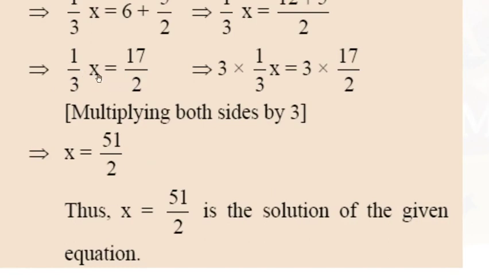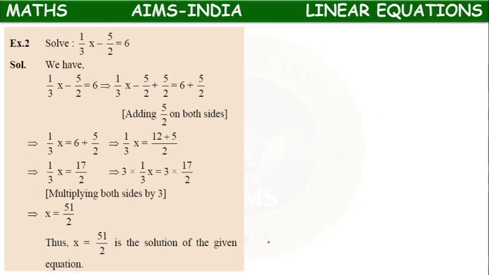Now we need x. This by 3 also is to be removed. How can we remove by 3? Into 3, both sides. Here also into 3, here also into 3. 3, 3 cancel. 1 into x, x. 3 17 times 51. 51 by 2. So x equal to 51 by 2 is the solution of the given equation. We have got the answer.